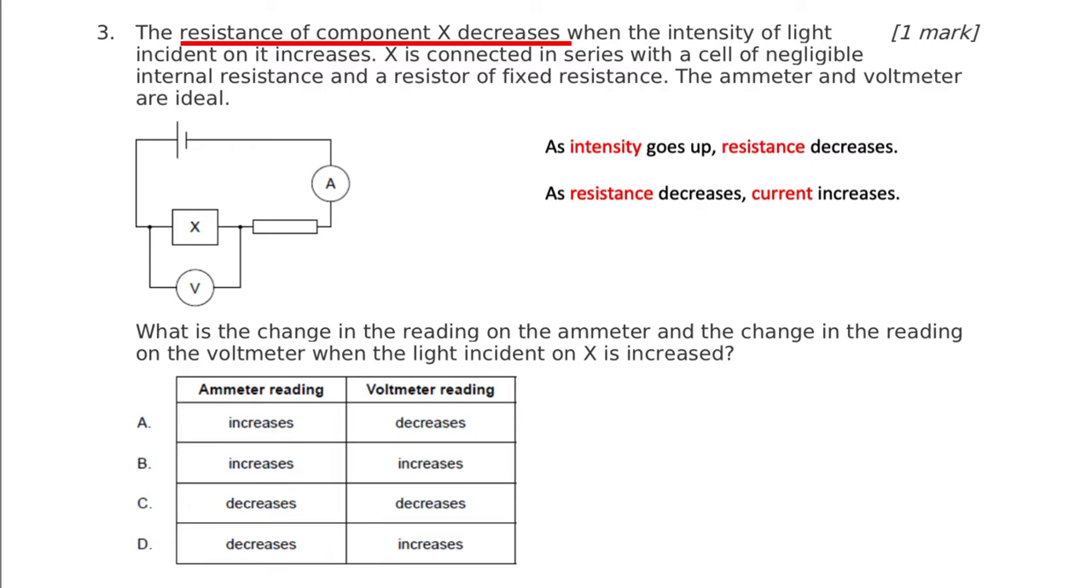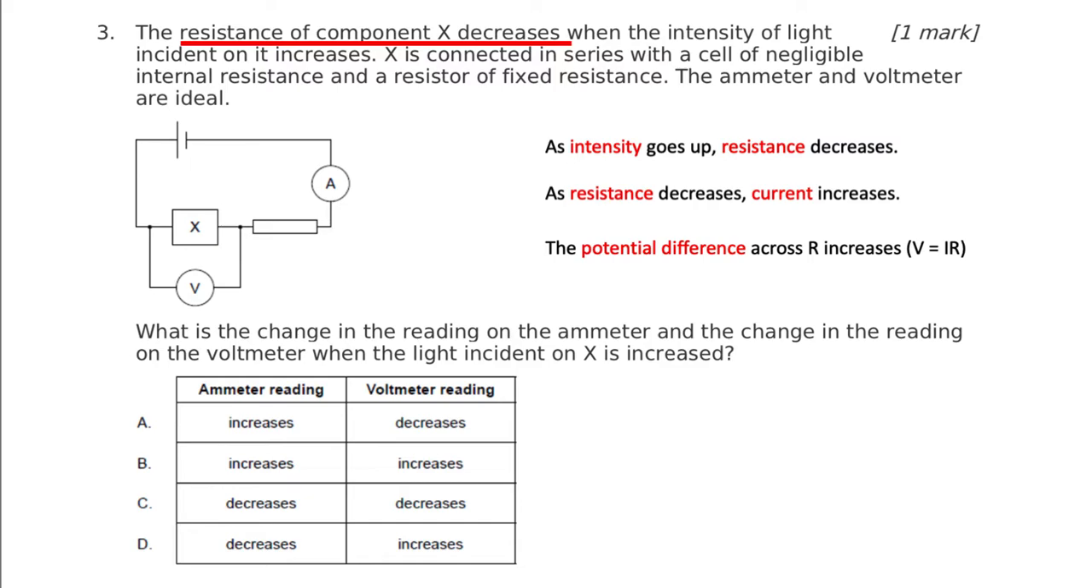Now we need to switch our attention to that fixed resistor. We know that the fixed resistor has a fixed resistance, and so therefore we're saying here current is going up, its resistance is constant, and therefore the potential across the fixed resistor is going to increase.